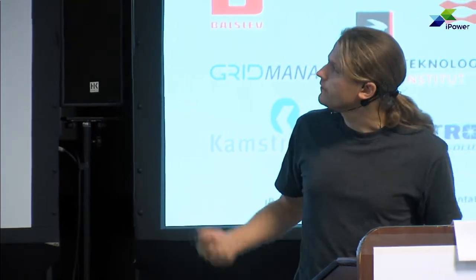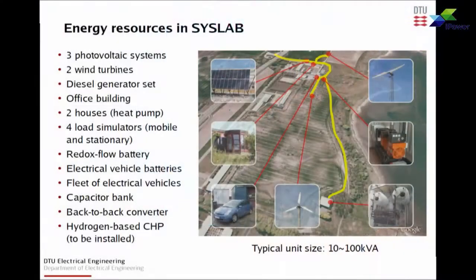What do we have in terms of energy resources? There are 3 photovoltaic systems around in different places. We have 2 wind turbines connected to SYSLAB. There is a diesel generator set, a traditional fossil generator, which can also be used as a grid forming unit. We have 3 buildings in SYSLAB. So there's one old office building. I will tell a little bit more about these buildings later. And there are 2 residential buildings that we just got about a year ago that have also been connected.